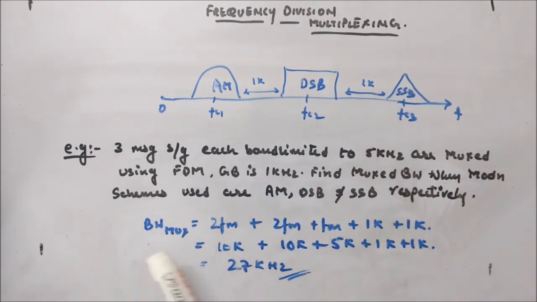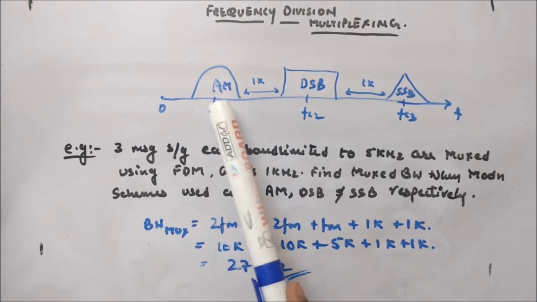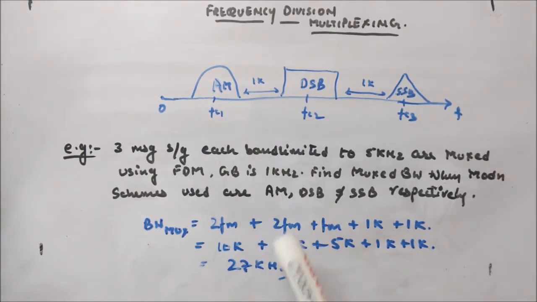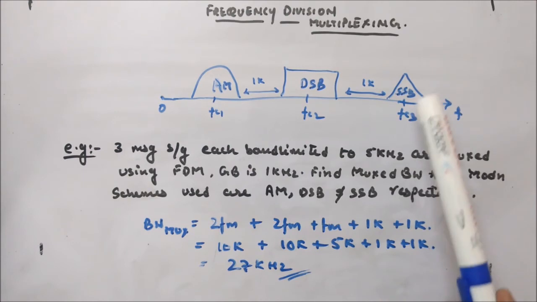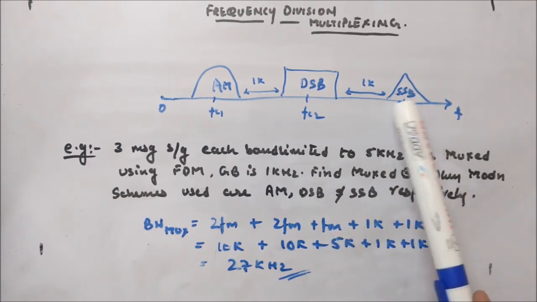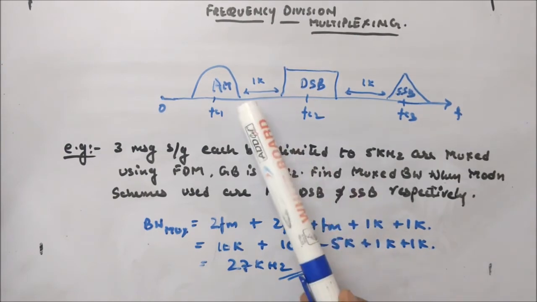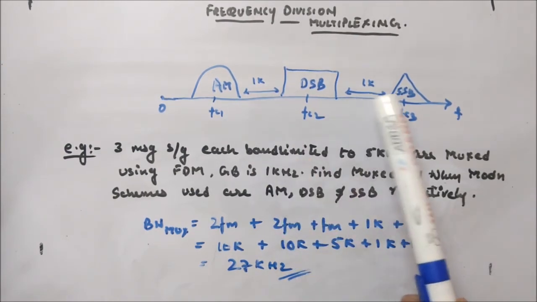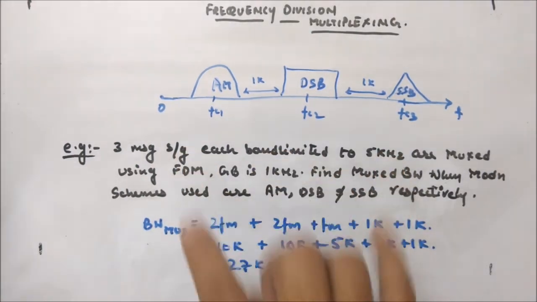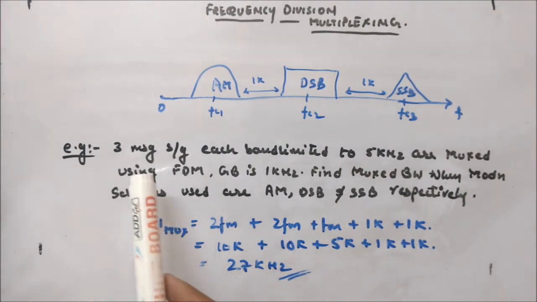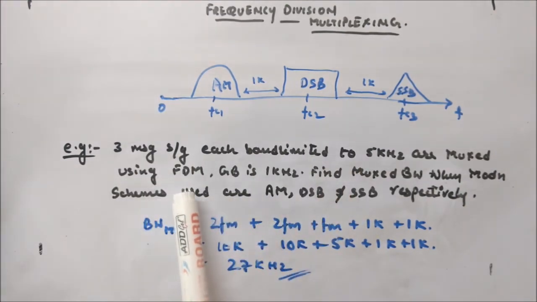So you can calculate the multiplex bandwidth as 2 FM, because AM requires 2 FM bandwidth. Then 2 FM, because DSB-SC also requires 2 FM. This one requires FM, because it is SSB-SC. So the signal requires FM bandwidth. Now 1K is your guard band, and this 1K is also your guard band. So in total you will have 2 into 5K, because each is 5K band limited, that is 10K, 10K, 5K, 1K, 1K. Total it comes out to be 27 kHz. That is the total bandwidth required to send these three signals using frequency division multiplexing.